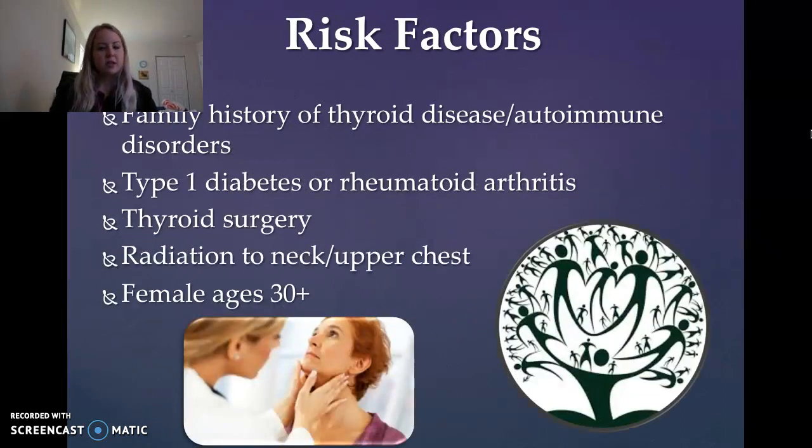So some risk factors for hypothyroidism is if it runs in your family, even if anyone in your family has an autoimmune disorder like rheumatoid arthritis, type 1 diabetes, lupus, anything like that can relate to someone else in your family having hypothyroidism.